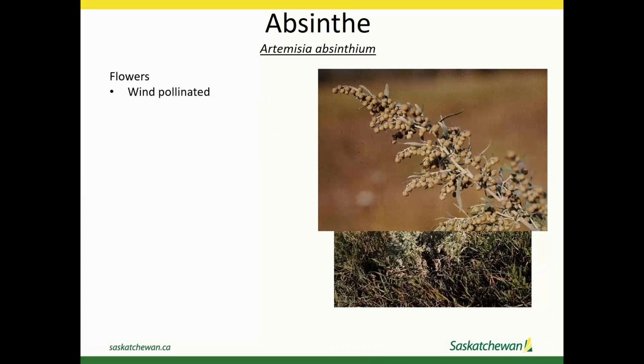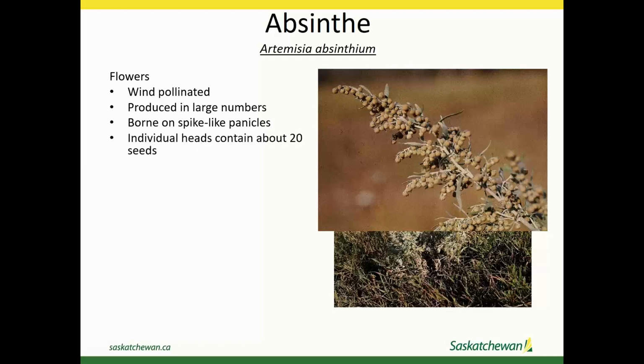Flowers are wind pollinated rather than being insect pollinated. They're produced in large numbers at the top of the plant, borne in spike-like panicles. The individual heads contain about 20 seeds, so each one of those little yellow balls there would contain about 20 seeds, and it can produce about 9,000 seeds per year per plant.